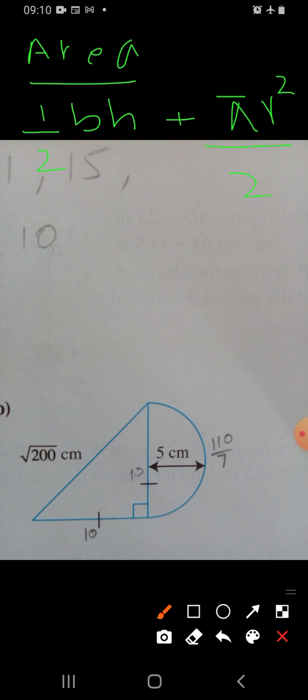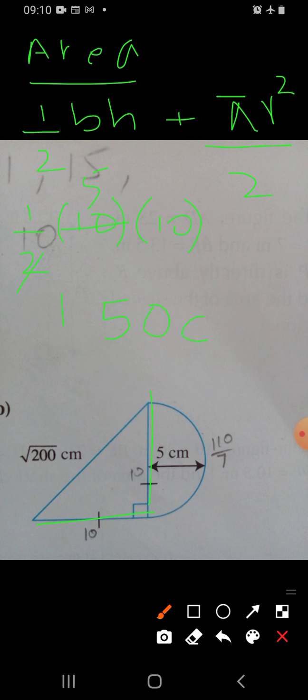Fine. So first of all we will find out the area of this one, 1/2 × base × height. So the area of the triangle becomes 50 centimeter square. So this is the area of this triangle. Now we have to find out the area of this semicircle. The formula is pi r square upon 2.